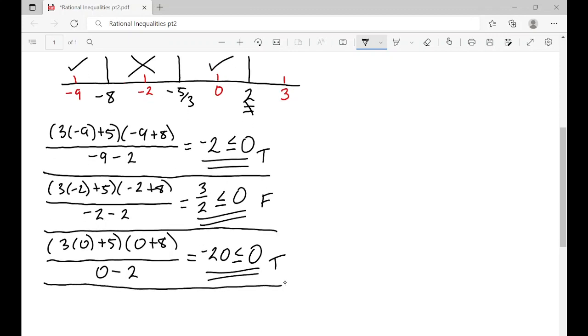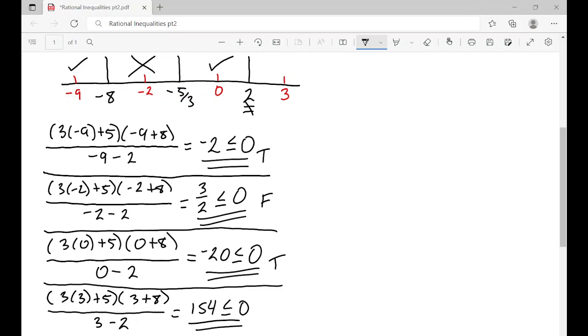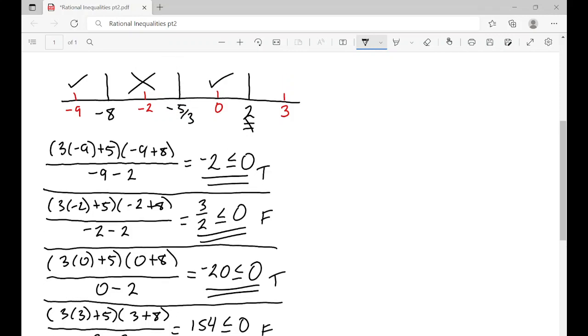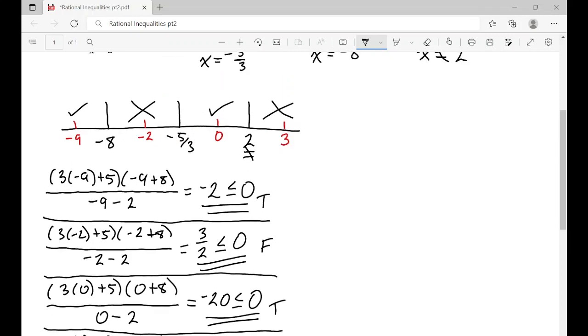Finally, we can do it one more time with 3. So 3 times 3 plus 5, 3 plus 8, over 3 minus 2. And when we do all that, we should get 154, less than or equal to 0. Is that true? This is not. So everything here is false. Now you may have noticed that this alternates. A lot of times the answers do, but not always. So it's always best to do test points to see and make sure that it is good.